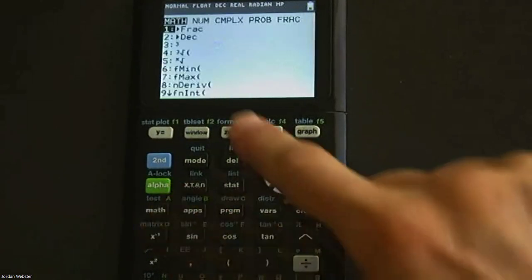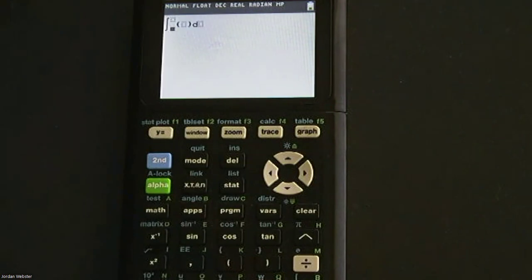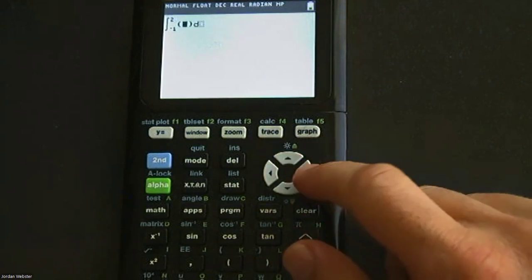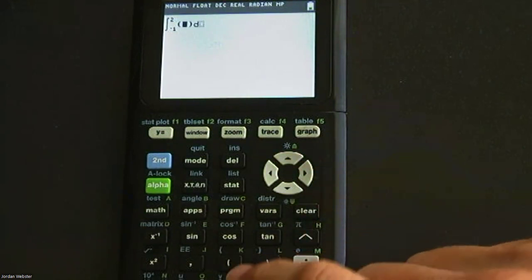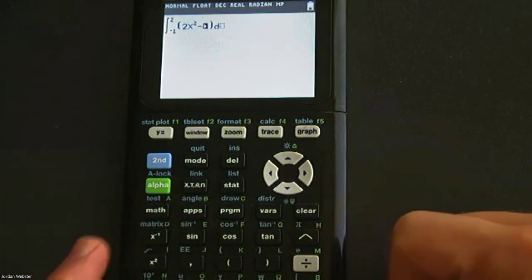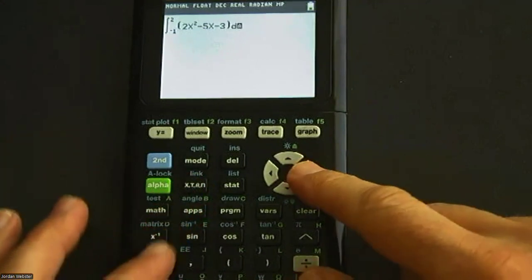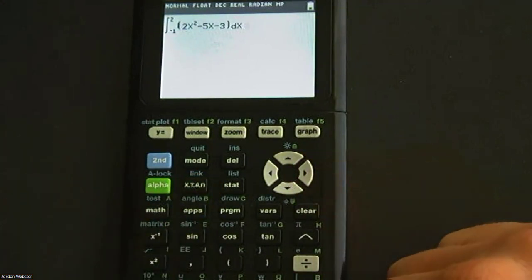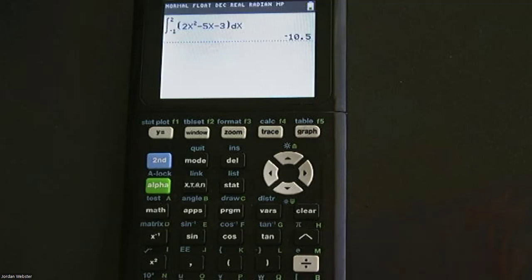Once again, math 9. I'm just going to hit the number 9. The first one was integrating from -1 up to 2 of 2x squared minus 5x minus 3. We're integrating that with respect to x. And that gives me a definite integral of negative 10.5. So when I evaluate that definite integral, I get negative 10.5.